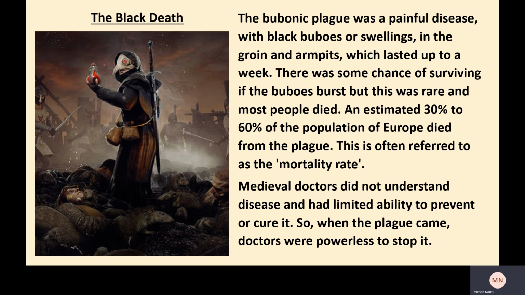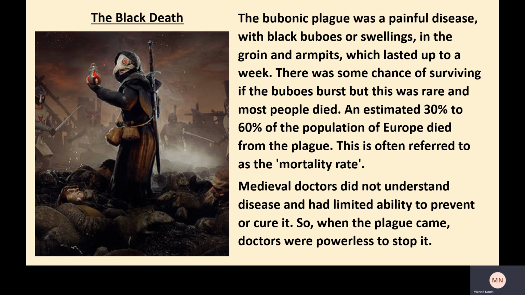The Black Death. Lots of lovely things going on during then. So the Black Death, or the bubonic plague, was a painful disease with black buboes or swellings in the groin and armpit, which lasted up to a week. Now, it was also called the Black Death because actually the skin of victims used to turn black in some places. Quite a nasty, nasty disease. There was some chance of surviving if the buboes burst, but this was rare and most people died.